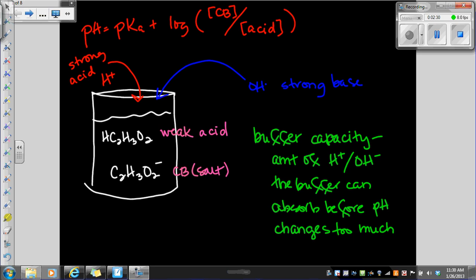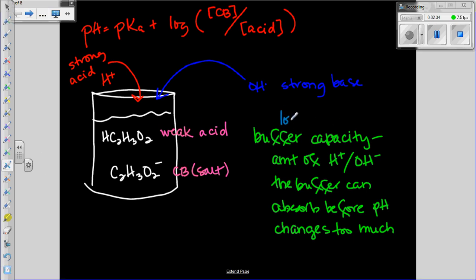So a buffer with a large buffer capacity is going to have lots of buffering components so that it's going to be able to take or consume lots of H plus, strong acid, sorry, you can't read that, or lots of OH minus, strong base.